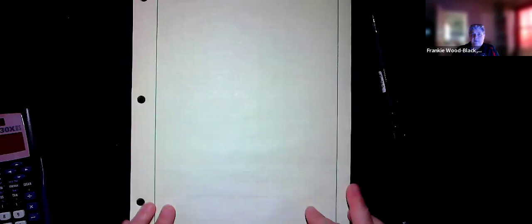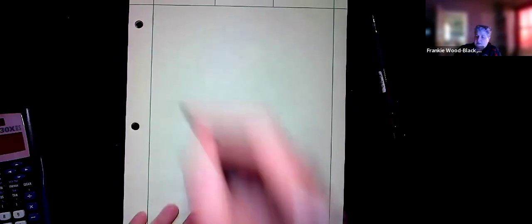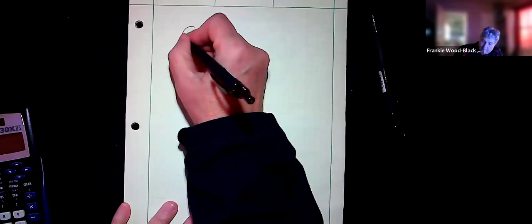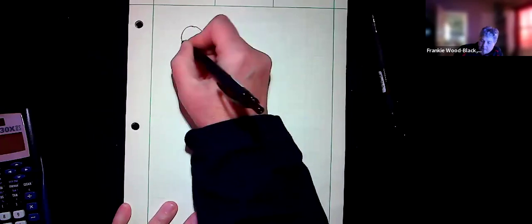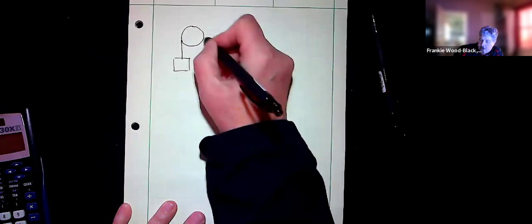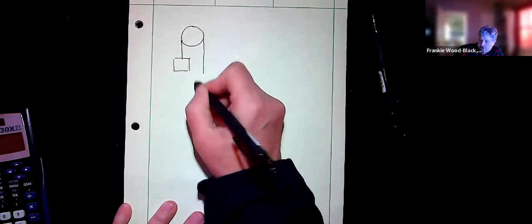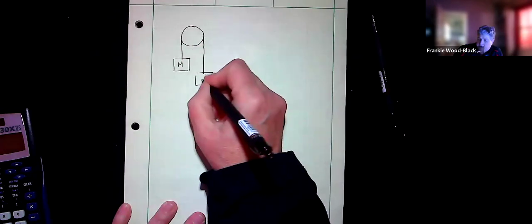So let's do an Atwood problem. We'll start with an Atwood problem, and we'll look at some forces. So an Atwood machine is essentially a pulley. And off of my pulley, I have a mass, and I have another mass. We'll call this big M, and we'll call this little m.